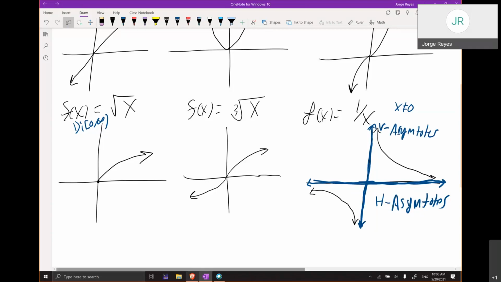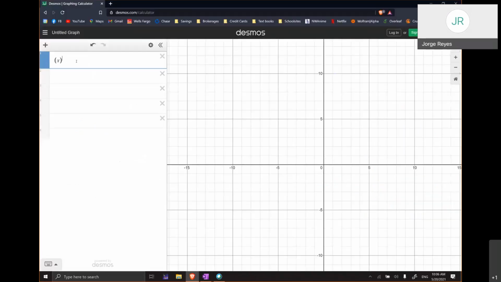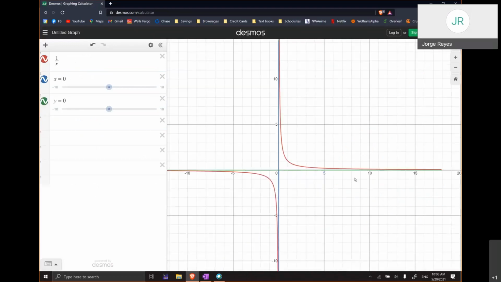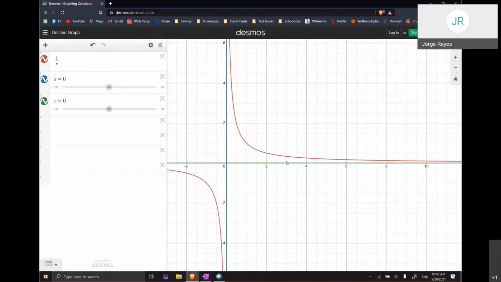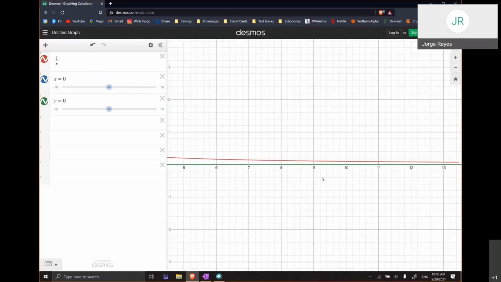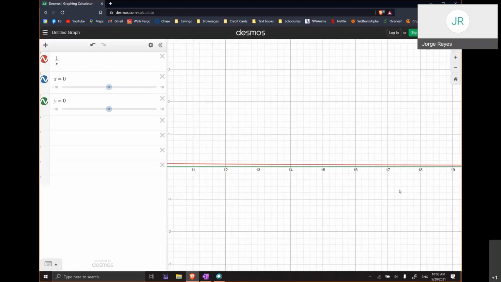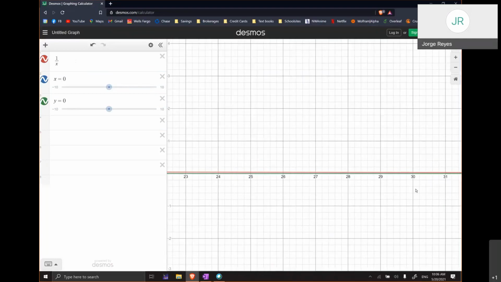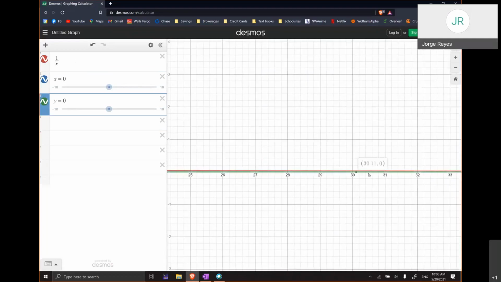So if I put the reciprocal function here in Desmos, we see, let me also put the asymptotes. So here I have y equals 0, the horizontal asymptote. And if you see, right, if I keep going to the right, the red line keeps getting closer and closer and closer to the green line. And this always happens. This will forever happen. It will always get closer and closer.